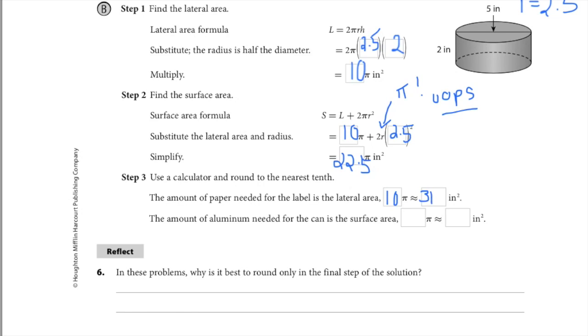And for this problem, the paper was the lateral area, so that's the 10 pi or 31.4. And for this problem, the aluminum for the whole can is going to be 70.7.